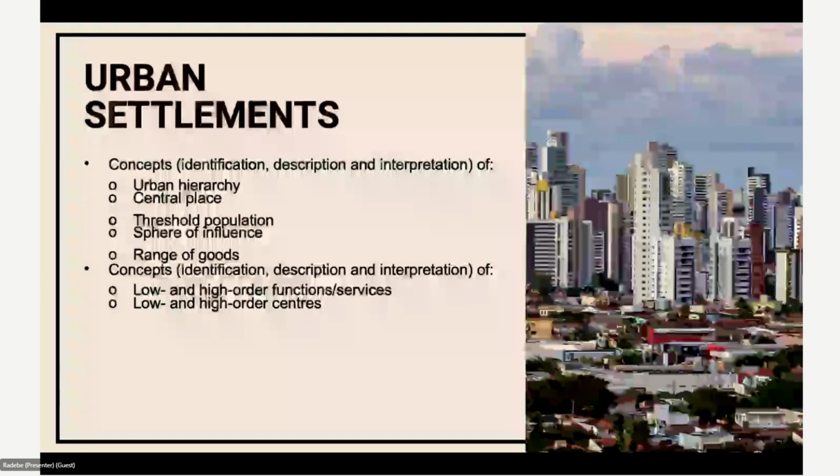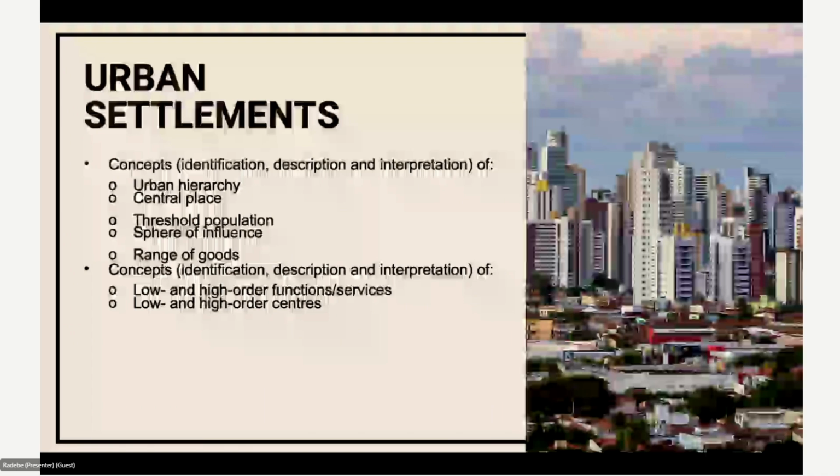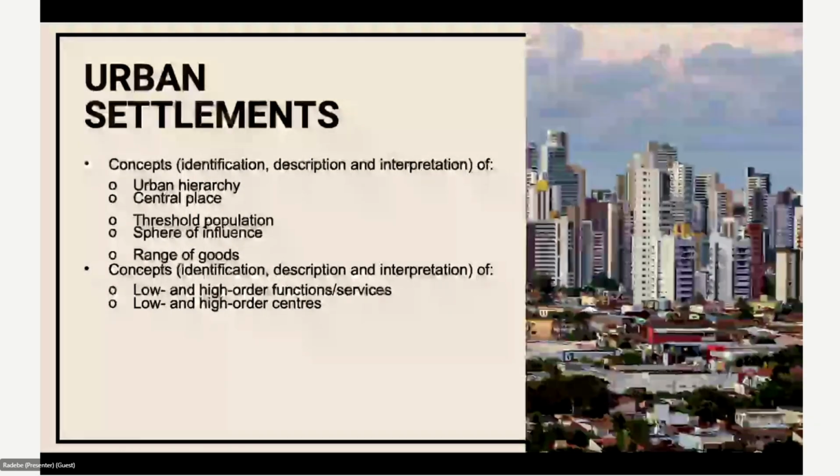Because we can't travel a longer distance for bread, but you can travel a longer distance to buy a car or furniture. So this is how you can explain to our learners in relation to central place theory. And then the urban structure and patterns.